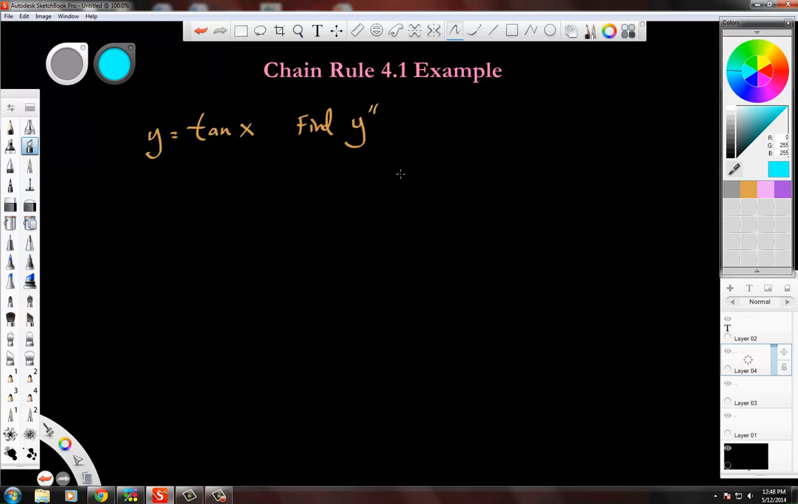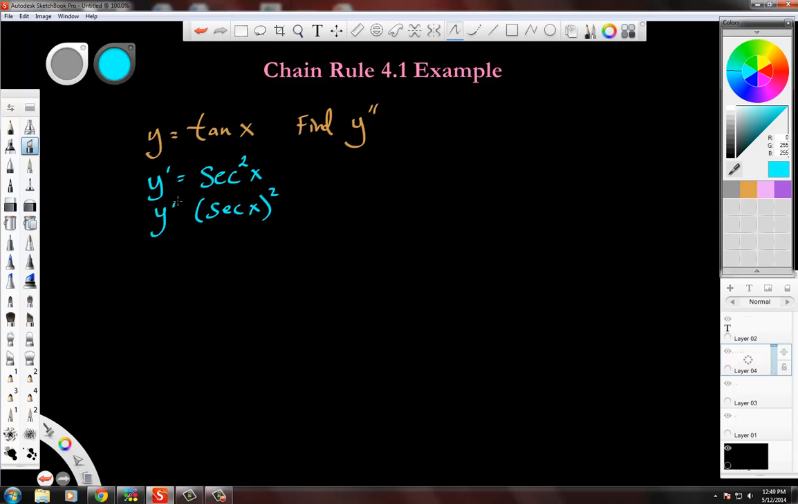Hello, we're going to do some chain rule examples, and we're going to do y double prime of this right here. First, y prime of the tangent of x: the derivative of the tangent of x is secant squared x, which you remember is basically equal to the secant of x squared. So these two things are equivalent to one another.